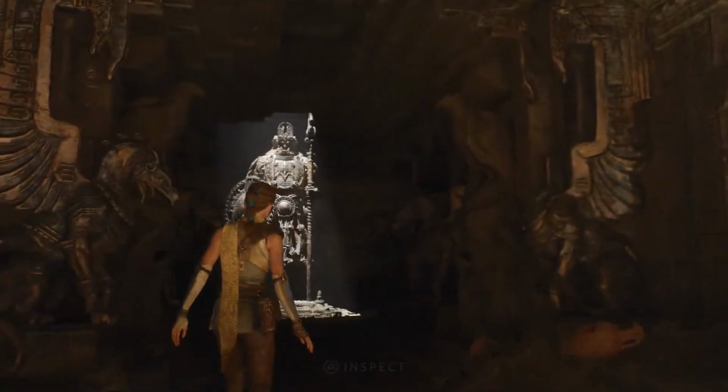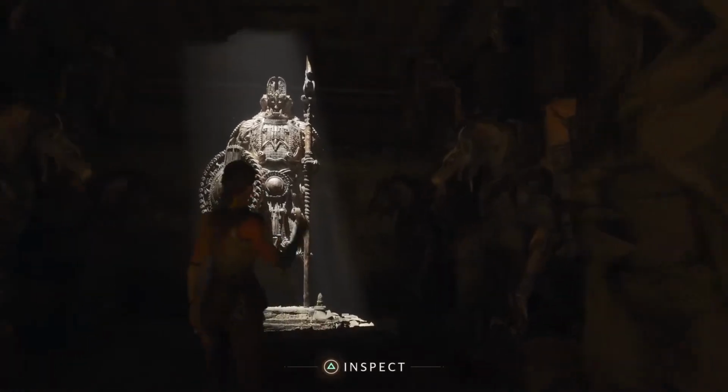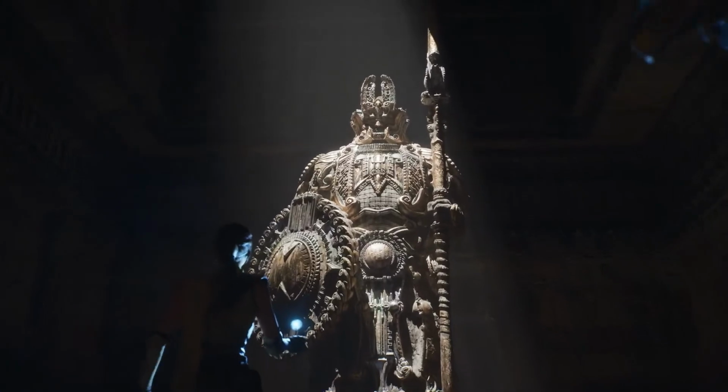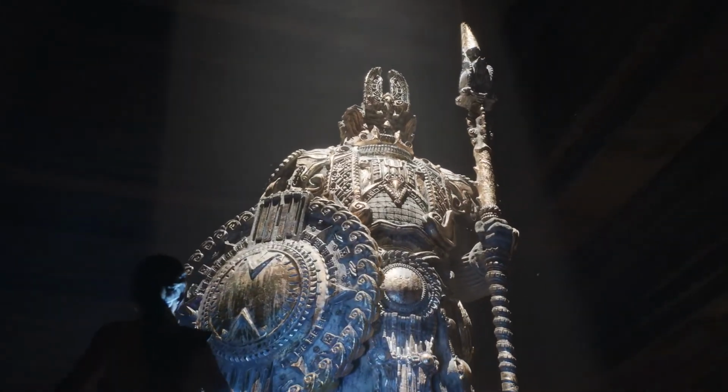Remember we mentioned high poly assets? This statue was imported directly from ZBrush and is more than 33 million triangles. No baking of normal maps, no authored LODs.